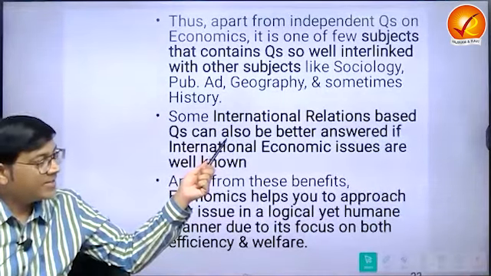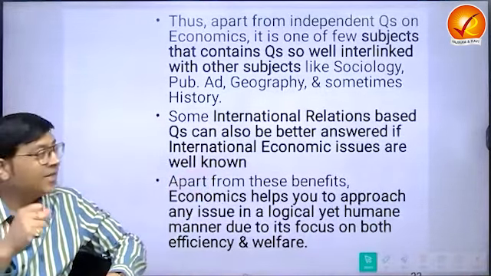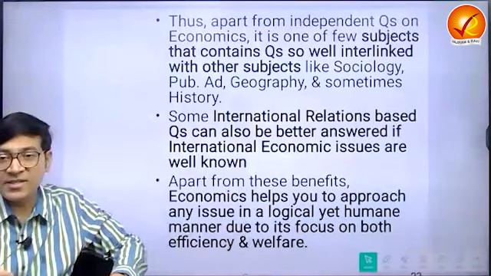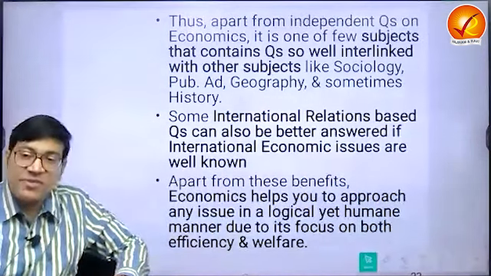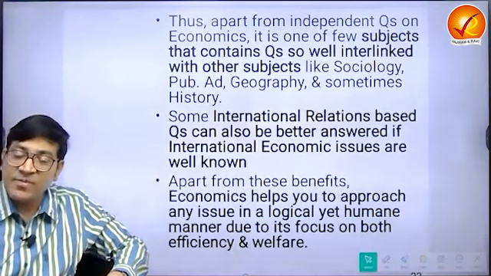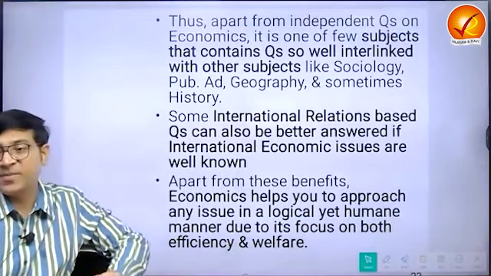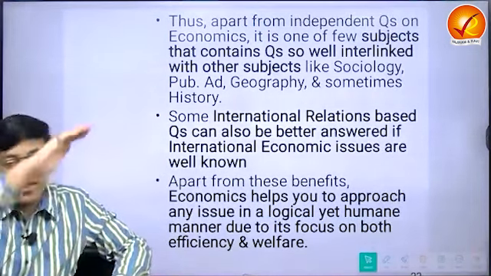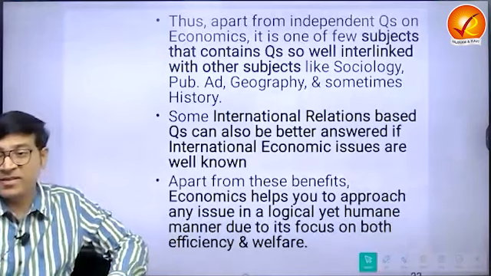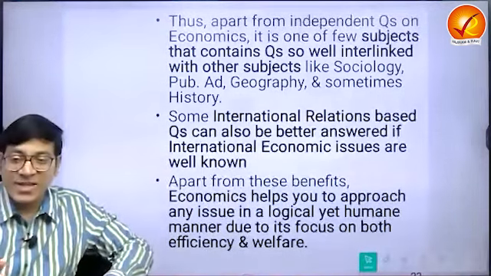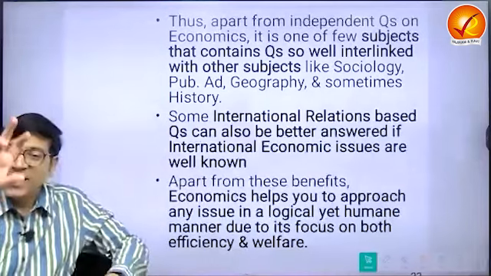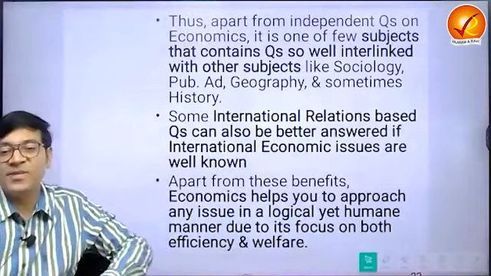So in GS, you regularly write answers on international relations between India and such country. Most of the international relations are driven by economic motives, remember. No matter on the face of it, whatever they say, our culture is so similar and so forth. Okay, that is for showing more. At the root of it, they have economics.